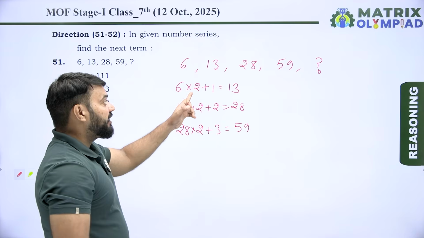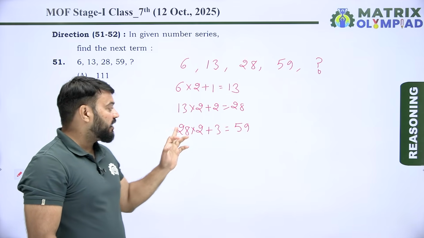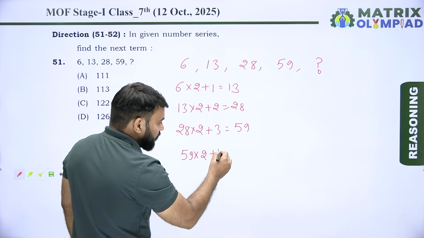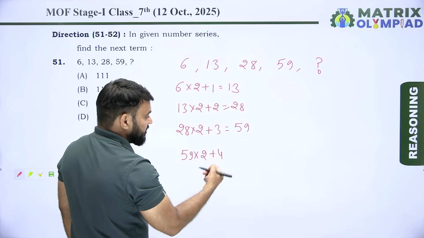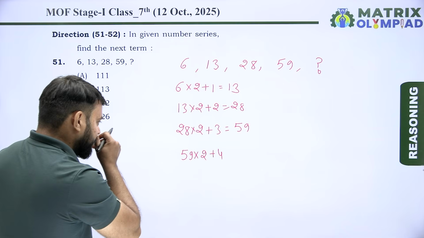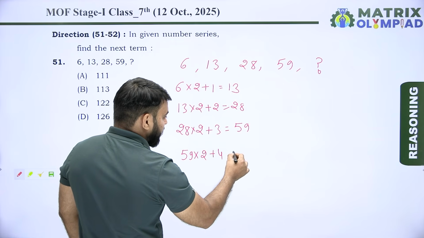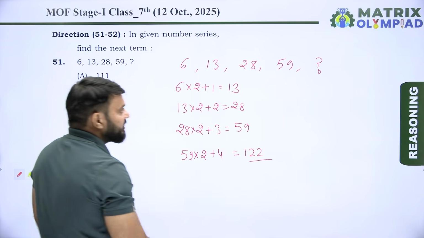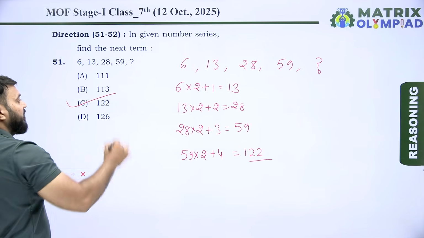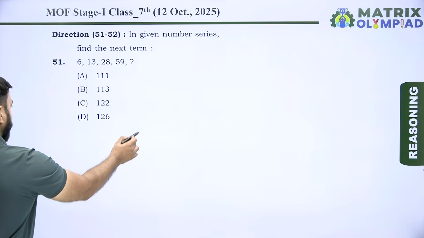So the pattern is multiply by 2 plus 1, multiply by 2 plus 2, multiply by 2 plus 3. Now again 59 multiply by 2 plus 4, because plus 1, plus 2, plus 3, now plus 4. So 59 multiply by 2, it means 118. 118 plus 4, it means 122. So 122 is the next number of the given number series. So option C will be the correct answer of this question. Let's move on to the next question.